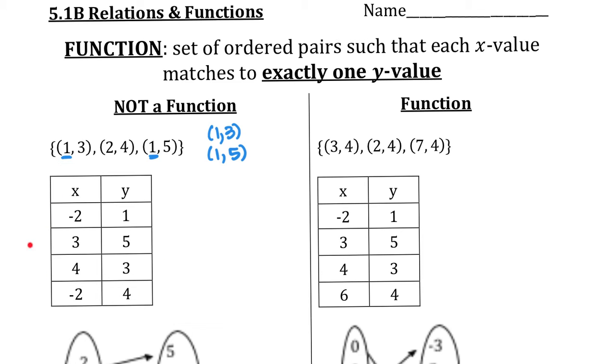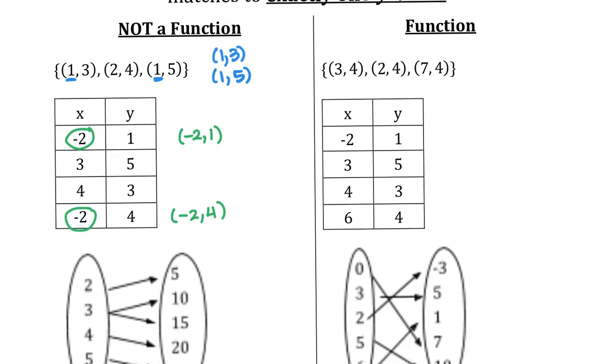Okay, the next relation is represented as a table. Remember, I'm just going to look at the x values to see if there are any repeats. So in the x column, I have -2, 3, 4, -2. So the -2 repeated twice. Okay, this first ordered pair is (-2, 1). The second one is (-2, 4). So this is not a function because x equals -2 is matching to two different y values, 1 and 4. And you can either write x equals -2 has two different y values, or you can list (-2, 1) and (-2, 4) as proof that this is not a function.